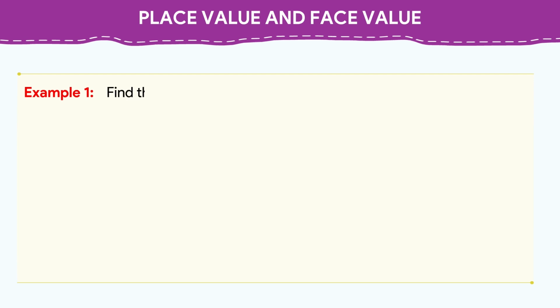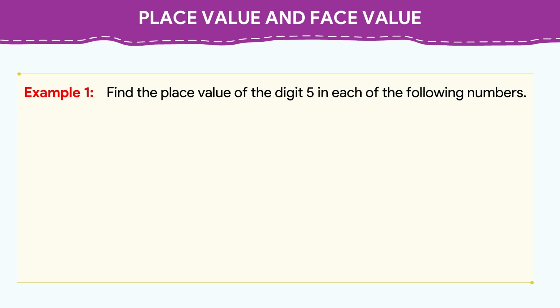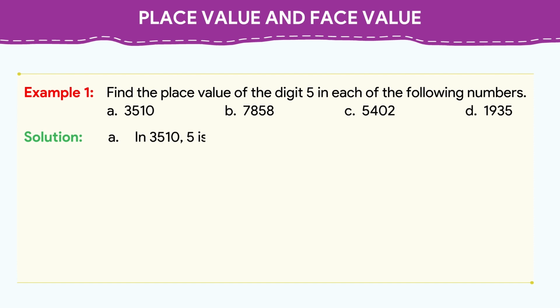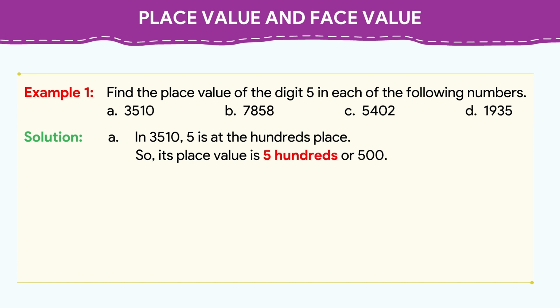Example 1. Find the place value of the digit 5 in each of the following numbers. A. 3510. B. 7858. C. 5402. D. 1935. Solution. A. In 3510, 5 is at the hundreds place. So, its place value is 5 hundreds or 500.